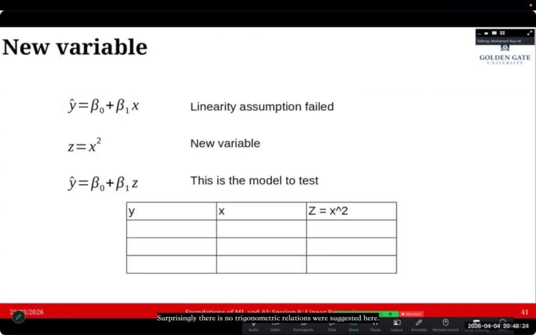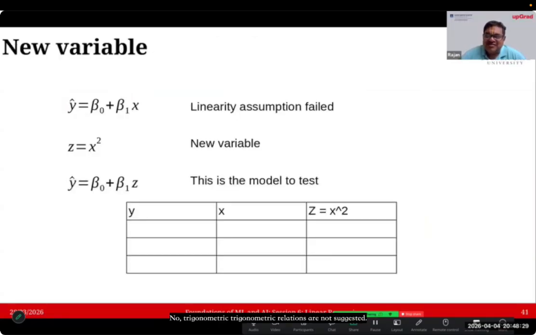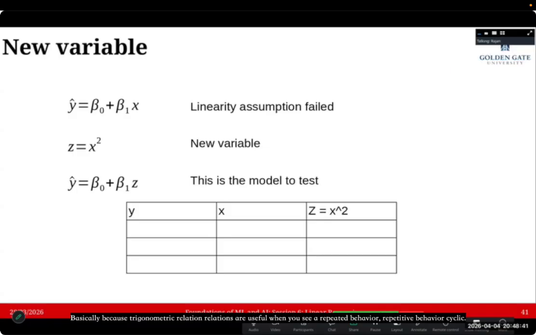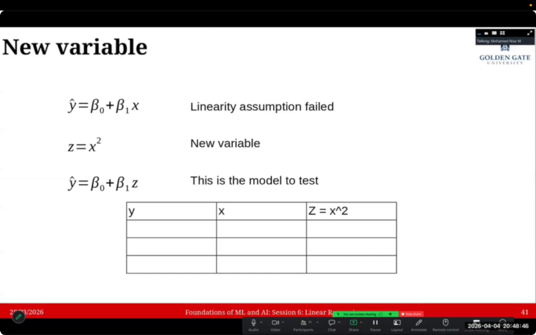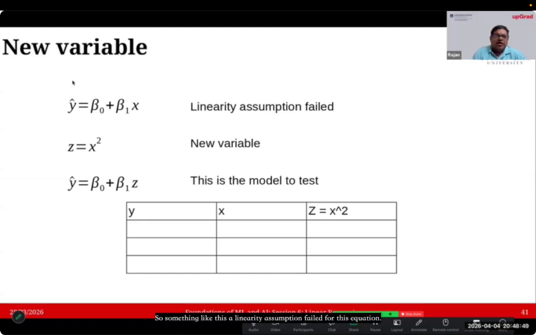No trigonometric relations were suggested here. So here is an example. Trigonometric relations are not suggested basically because they are useful when you see a repeated behavior, repetitive behavior, which is not in this data, right? So that's why I did this. We don't have this in R, sorry, in Python. What do we do? Something like this. And here the linearity assumption failed.